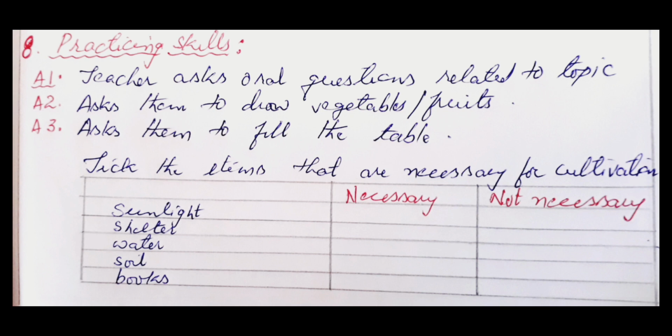Practicing skills. The children will be given different activities here. I have taken 3 activities. Activity 1. Teacher asks oral questions related to topic. Activity 2. The teacher asks the pupils to draw vegetables and fruits. Activity 3. A table will be given to pupils and they have to tick the items that are necessary for cultivation.